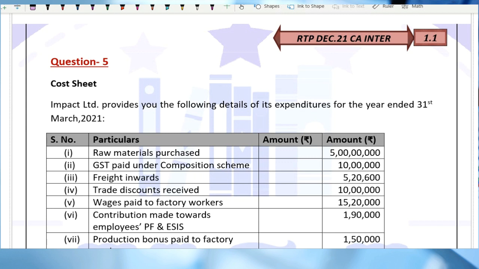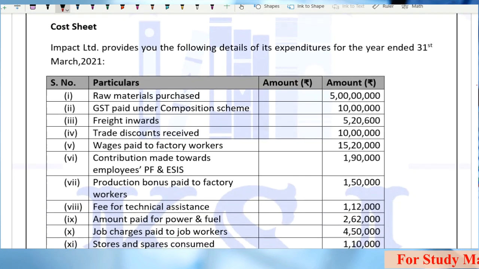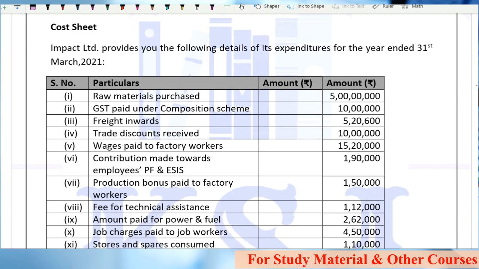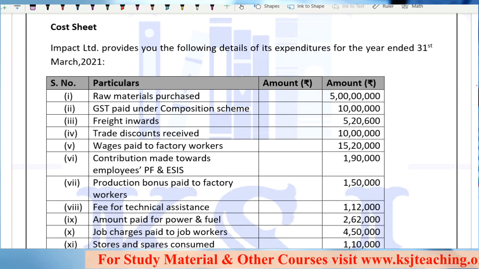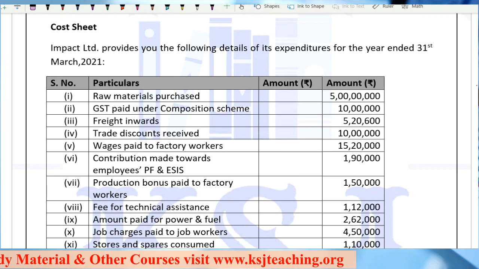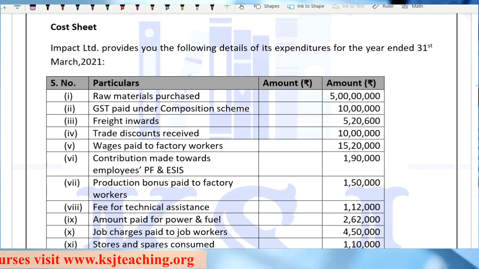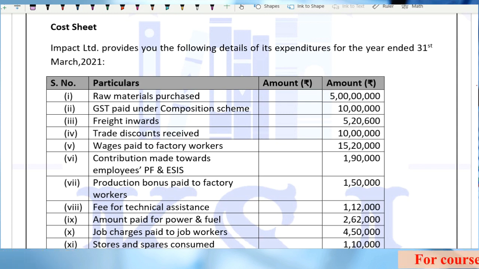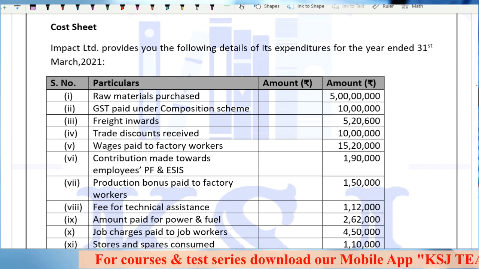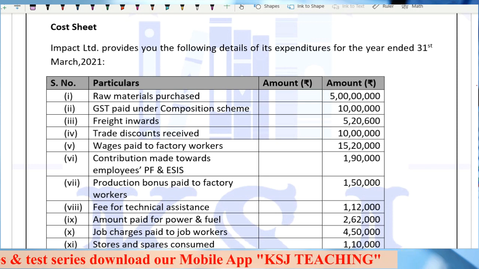So let's continue with our discussion on the RTP series for December 2021 cost accounting. Let's start. Question number 5 on cost sheet. See, the cost sheet format you all know, right? So I'll not be discussing the format with you. What you have to focus on is how each item should be treated in the cost sheet. That is important for you to know, and that is what we are going to focus on. How to prepare the cost sheet and what the format is, you all know, guys. There is no need for further discussion on that.